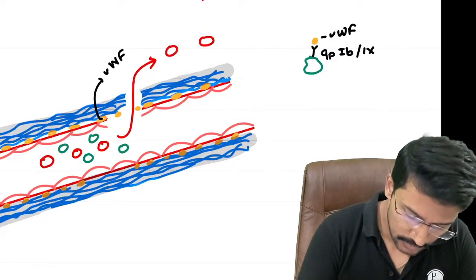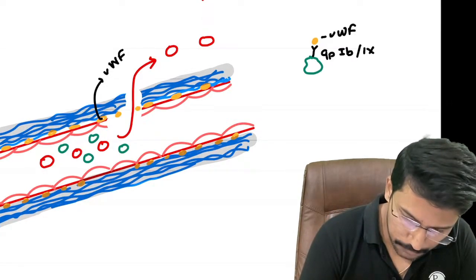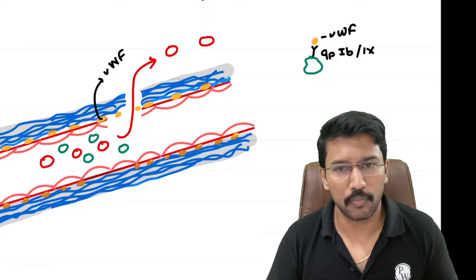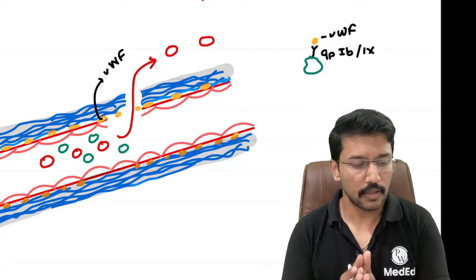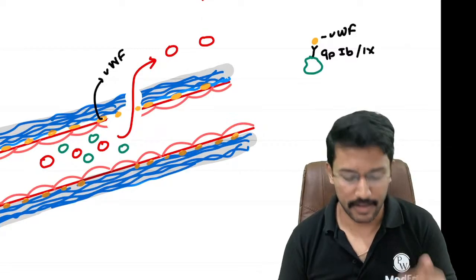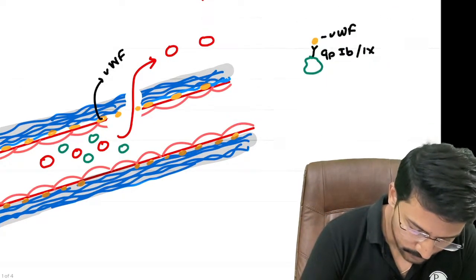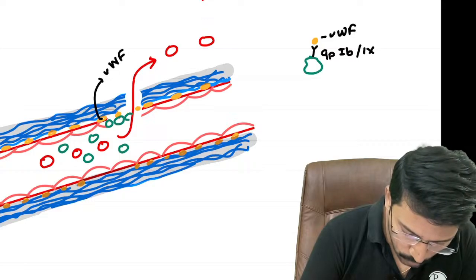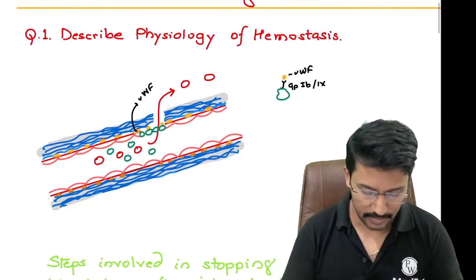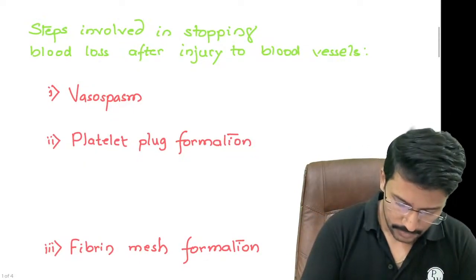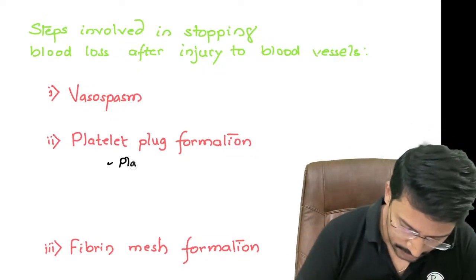So these platelets will now go and bind to this von Willebrand factor. That is the first step in creating the platelet plug. Once they bind, what do we call this step? This step is called platelet adhesion. So now we have achieved adhesion of these platelets. The first step in formation of the platelet plug is platelet adhesion.